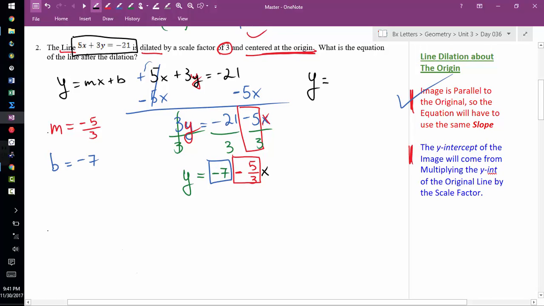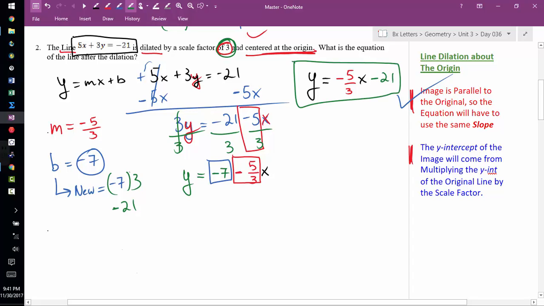So my dilated equation is going to be parallel, so it needs to have the same slope, minus 5/3. Slope is always next to the x, so I'm not going to forget that. And then the new y-intercept is going to be that negative 7 times our scale factor. Our scale factor is 3, so it's going to get multiplied by 3. And that's going to go back to minus 21, coincidentally. So minus 21. This should in fact be our new equation after we take this equation here and dilate it by a scale factor 3. If that's what you got, you can stop there.